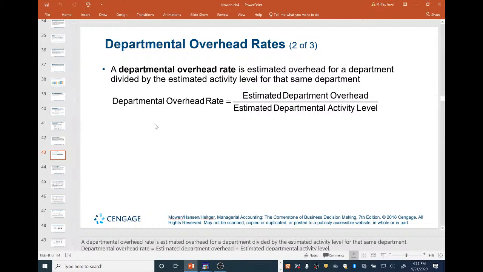So pretty much what it's saying here, departmental overhead rate is just estimated department overhead divided by the estimated departmental activity level. So it's pretty much the same thing we've done before. Now it's just on the whole grand scheme of things, right? So it's pretty much same song and dance. Now we're not applying it to an individual department, now it's just for the whole department, right?